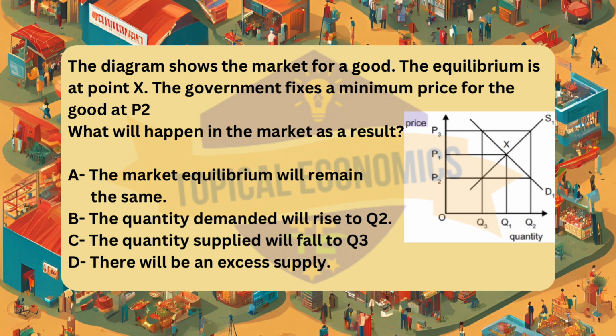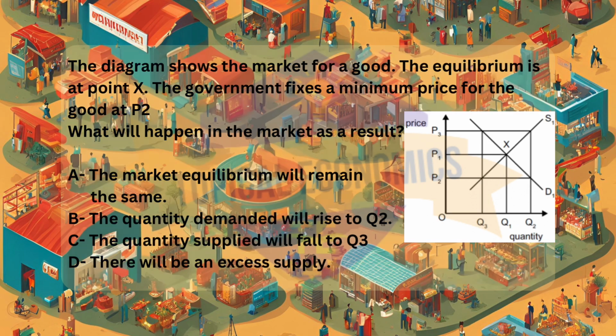We must know that if P2 is at or below the equilibrium price, the price floor would have no effect on the market. In this case, the price floor is essentially irrelevant because the market price is already higher than or equal to the minimum price. Producers and consumers would continue to interact at the equilibrium price, so there would be no excess supply, and the market equilibrium would remain unchanged.